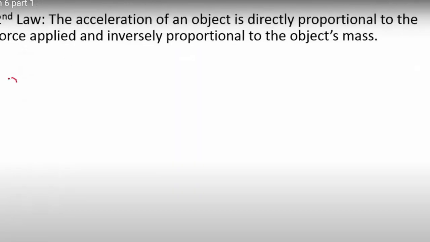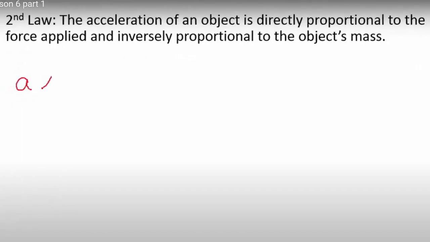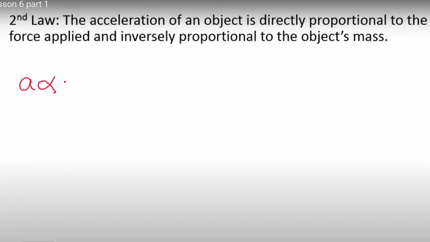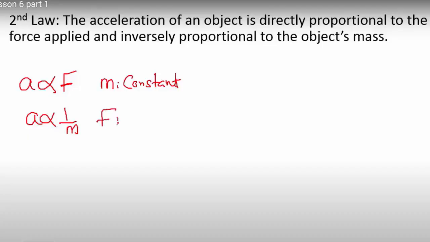And usually we use this symbol for directly proportional, this symbol here. Acceleration is directly proportional to the force, F. And this is usually when the mass m is constant. We give the mass the symbol lowercase m. And the second part of Newton's second law tells us that the acceleration is inversely proportional to the mass. This is how we symbolize the inverse proportionality relationship. A, the acceleration is inversely proportional to the mass. And this is when the force is set constant.